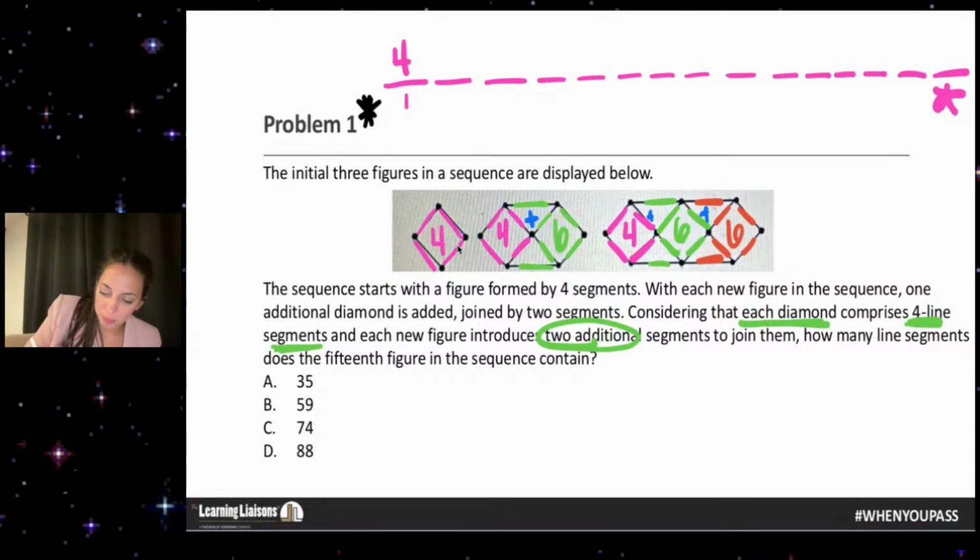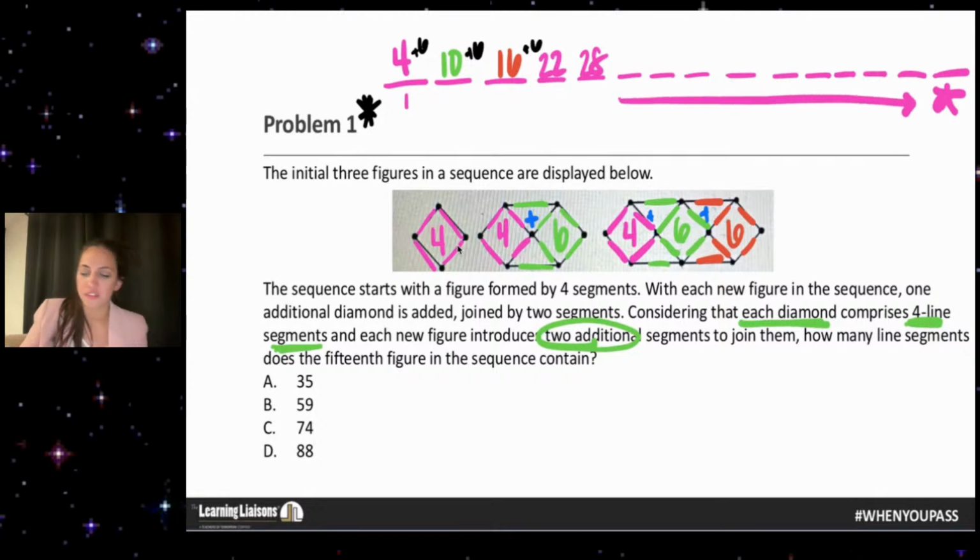So 4 plus 6 is 10, plus 6 is 16, plus 6 is 22, 28, and I could do this all the way to 15 if I needed to, if I didn't have a 4-function calculator. Would that take a minute? Yeah, but not much longer than what I need. Or I can use my 4-function calculator and do 4 plus 6. So that would be number 2.